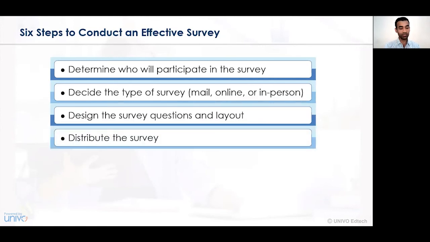The next perspective is distributing the survey. So based on the survey that has been designed, we need to distribute the surveys to the different people or to the different customers from whom we are expecting the results, and the data needs to be collected.